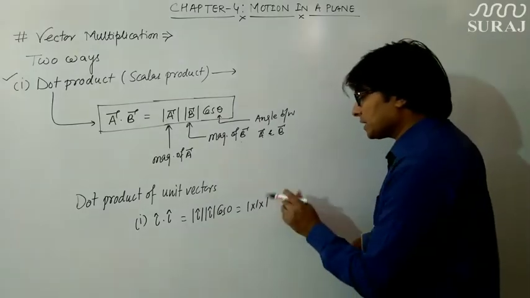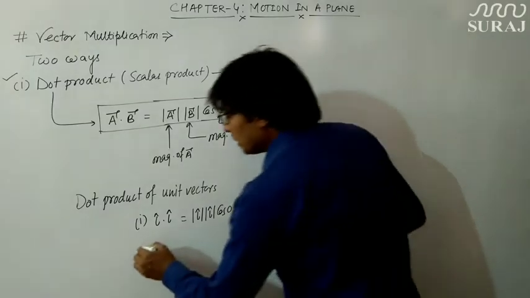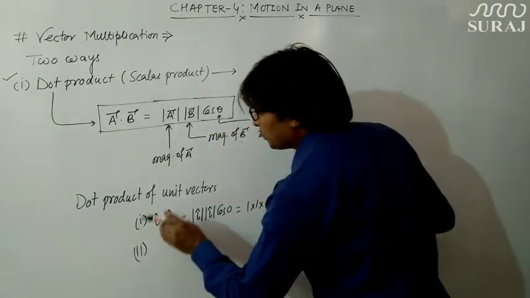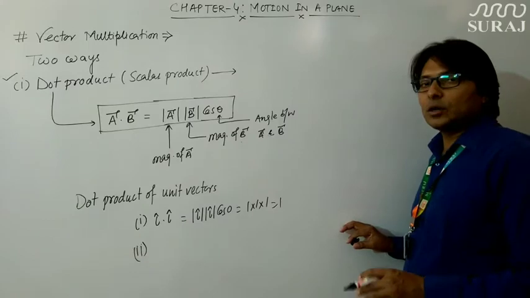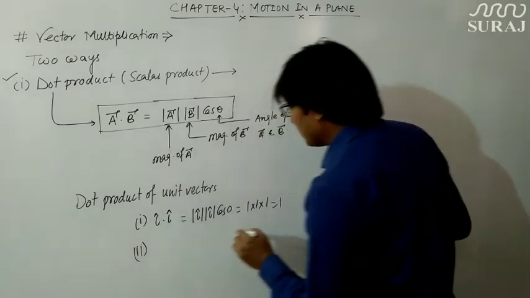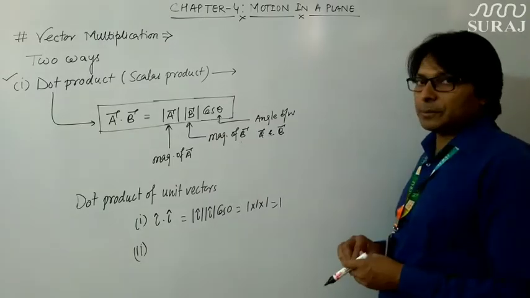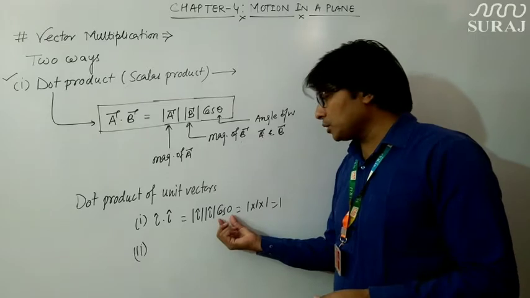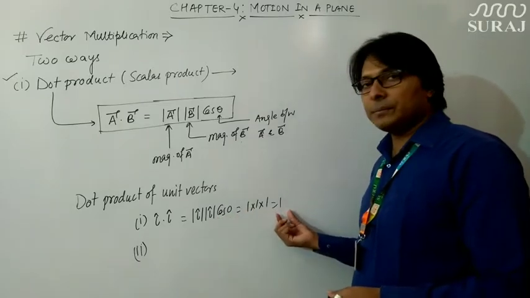The dot product of similar unit vectors is 1, because if you calculate j cap dot j cap, it would be mod of j cap into mod of j cap into cos 0, and once again it comes to 1.